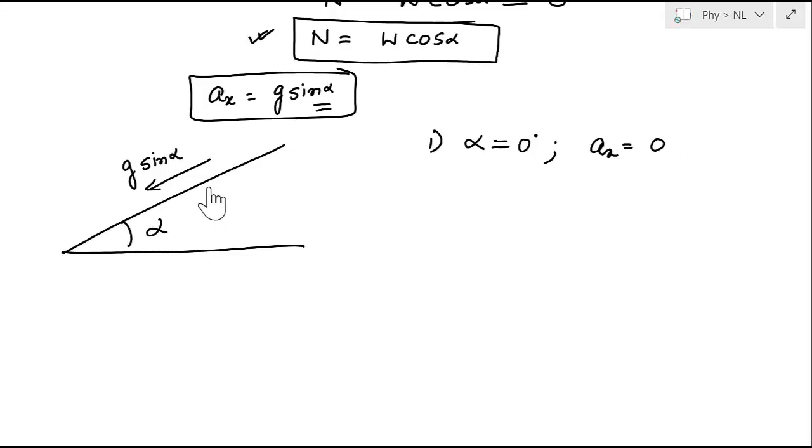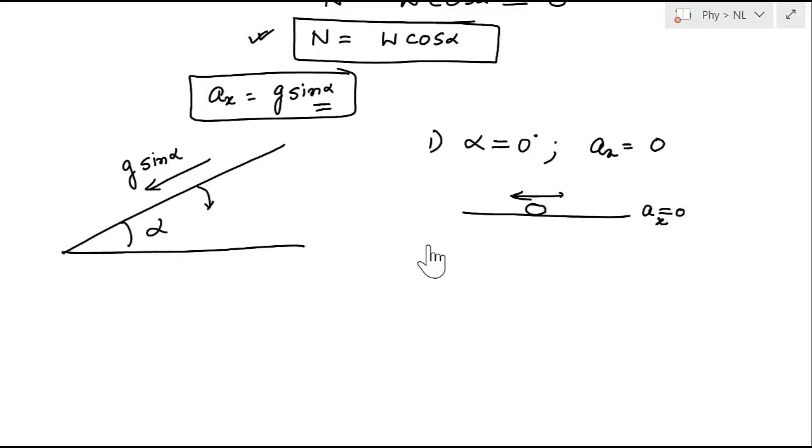In that case, this plane will come below and finally it will become a horizontal plane. So if you have a horizontal plane and this toboggan is kept on a horizontal plane, it will not have any acceleration. So this makes sense, that is in this case a_x is equal to 0.